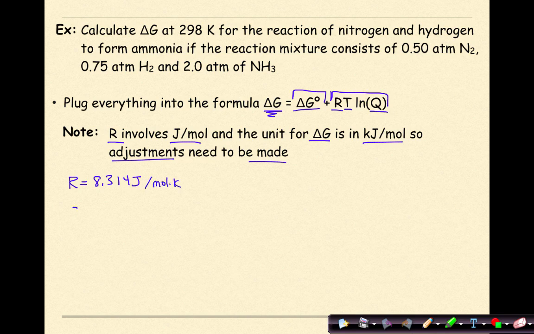What we need to do, 8.314 joules per 1 mole and 1 Kelvin, is to convert this over into kilojoules. So multiplication sign and a line. We know that 1 kilojoule is equal to 1,000 joules, and then joules cancel joules. So when we work this all out, our R is going to equal 0.008314 kilojoules per mole Kelvin.